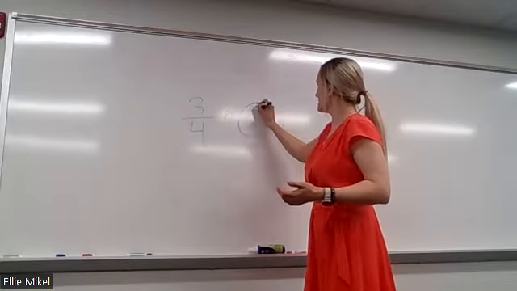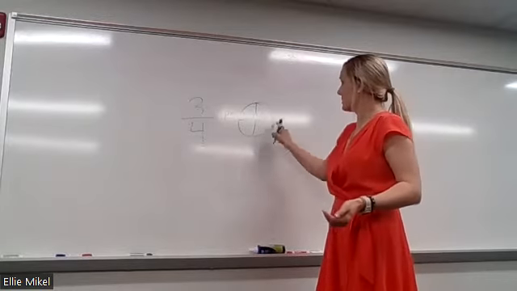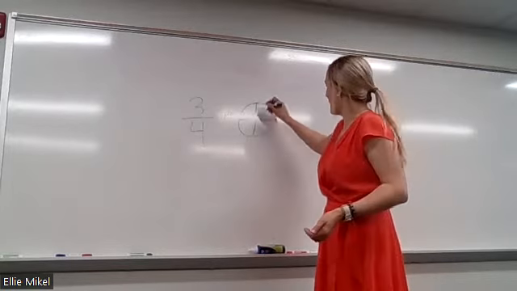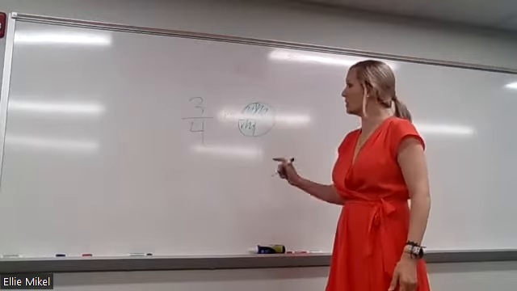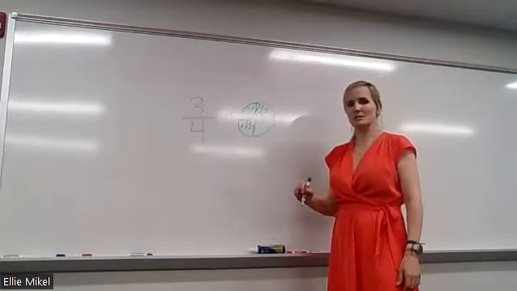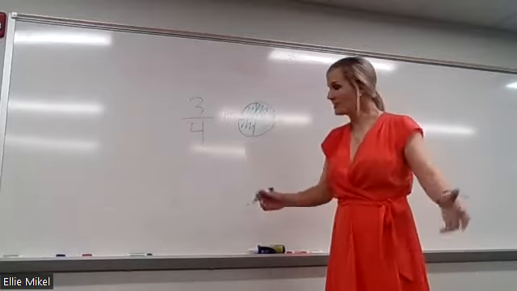Meaning that in a pizza, if I cut that pizza into 4 slices, that's my total, right? But I ate 3 slices. So I'm going to shade out 3 there to show I had 3 out of the 4 slices. There is 3/4 of a pizza that I just ate.